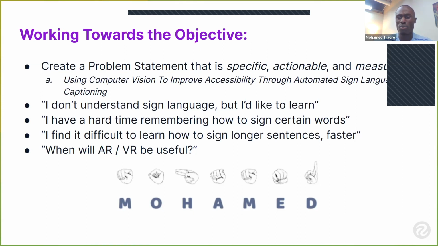And other factors that really led me to thinking around how I would create this problem statement were questions that I had asked other people about what they had experienced when they tried to learn sign language, or when they had spoken to someone that was deaf or hard of hearing, or tried to communicate with them. And they said things such as, I don't understand sign language, but I'd like to learn. Or I have a hard time remembering how to sign certain words. Or I find it difficult to sign longer sentences faster.